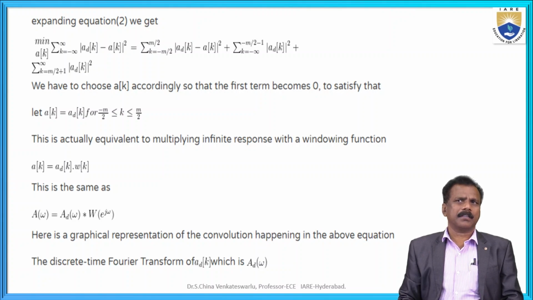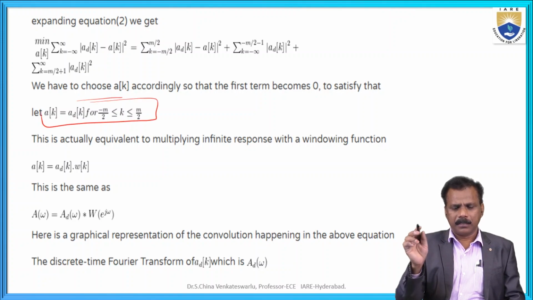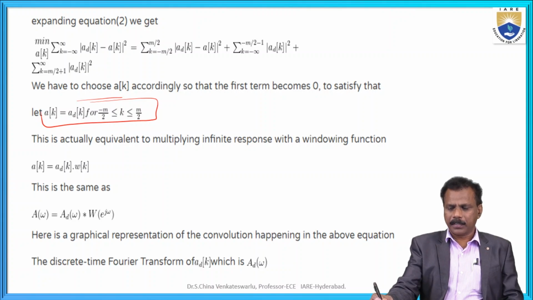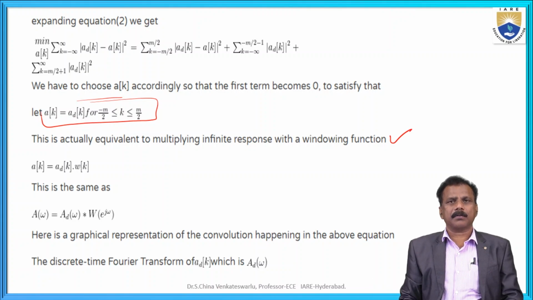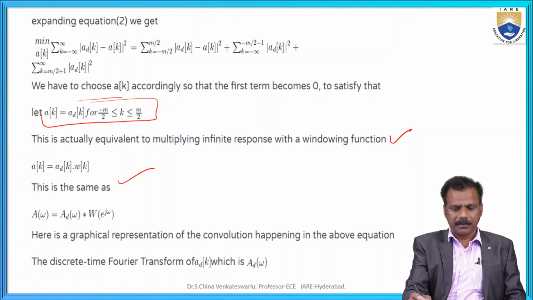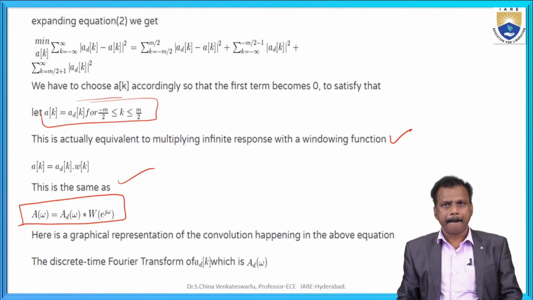To satisfy that, let a of k equal a_d of k for minus M by 2 less than or equal to k less than or equal to M by 2. This is actually equivalent to multiplying the infinite impulse response with a windowing function, a of k equals a_d of k into w of k. This is the same as A of omega equal to A_d of omega convolved with W of e power j omega.